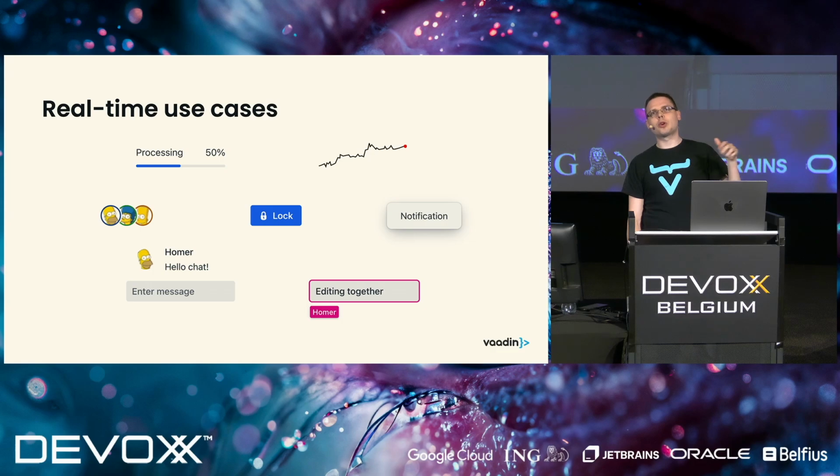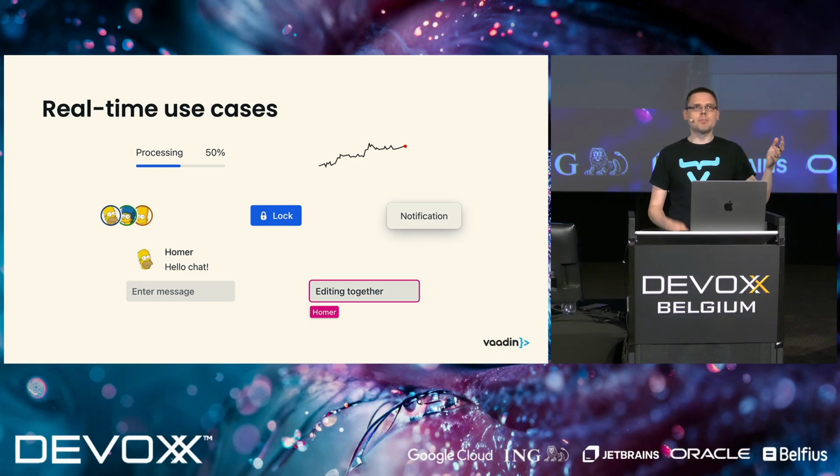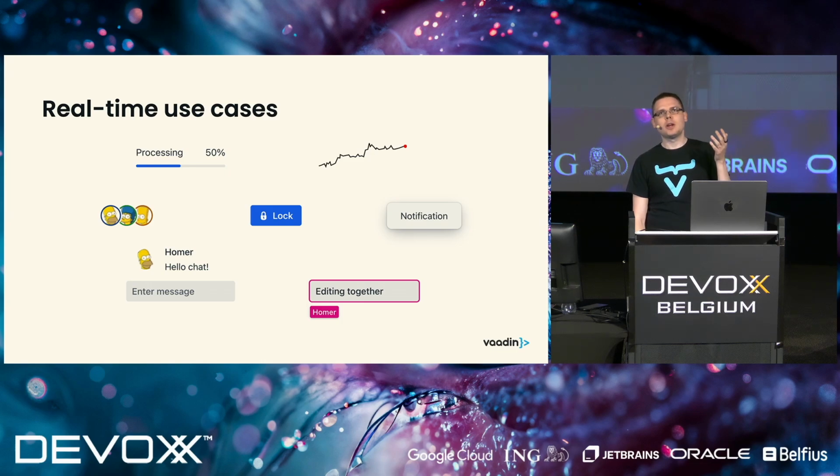Then we've got a bunch of more collaboration related things, just seeing in real time who else is active in the application right now. Locking things to avoid accidental conflicts. Notifications when something happened, delivered in real time, of course. Chatting with other people working on the same thing. Editing things together. So all of these are examples of real-time updated things.